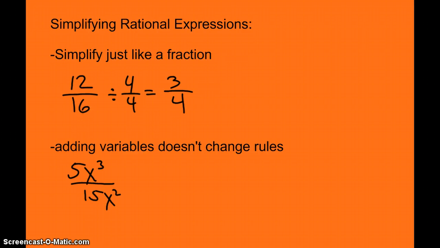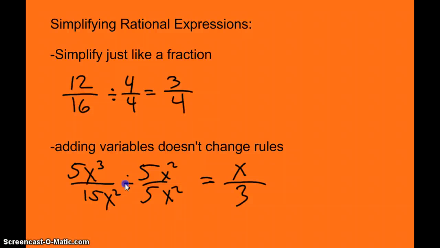In this case of a monomial divided by a monomial, I can look at that in the exact same way that I did on the problem above. I simply say, what number goes into both 5 and 15? Well, I can divide both of those by 5. However, I can also divide two x's out of both the top and bottom. So on top, all that's left is an x. On bottom, a 3, because 15 divided by 5 is 3. X squared divided by x squared is 1. So that's simplifying a rational expression.